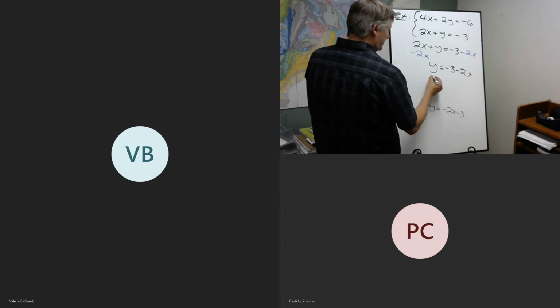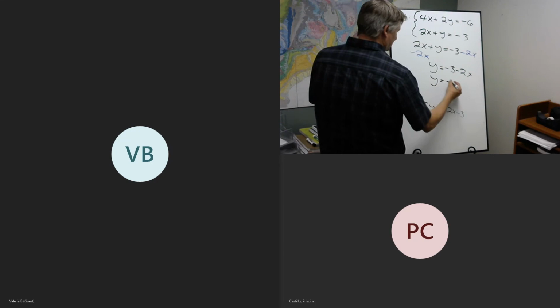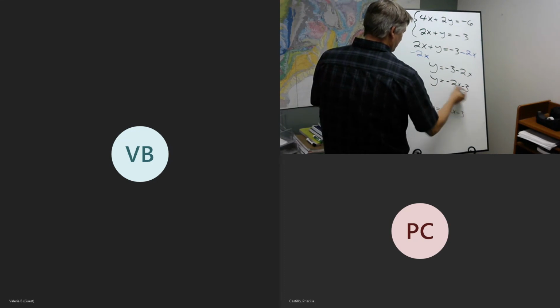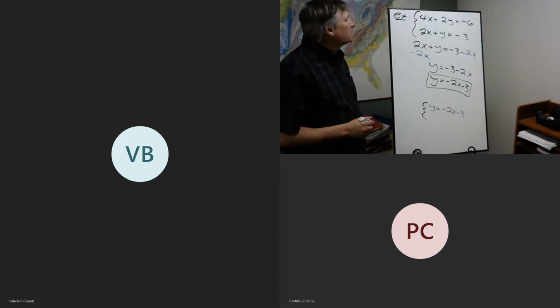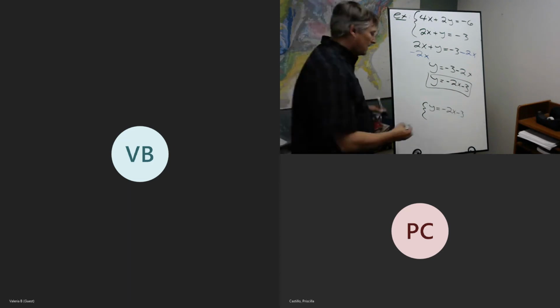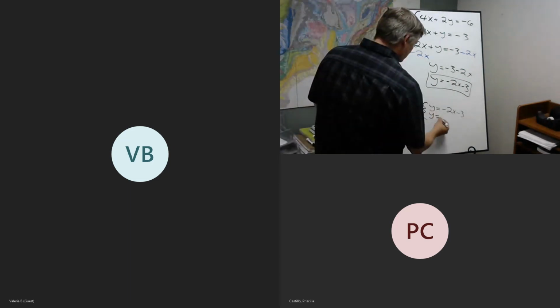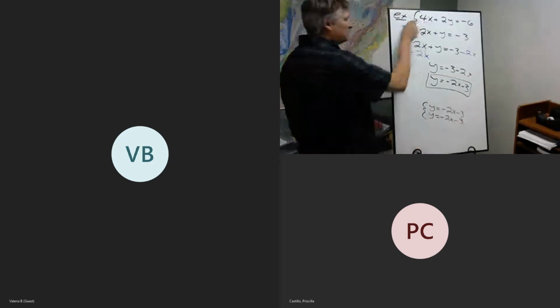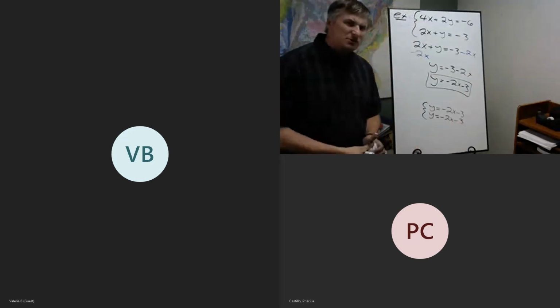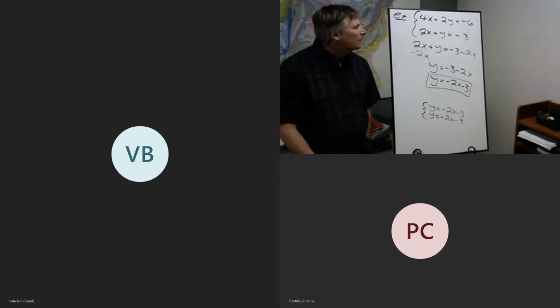Now notice what's happening with this. We get the exact same line. Now, how is this possible? We have two different lines, two different equations, but they reduce down to the same line.